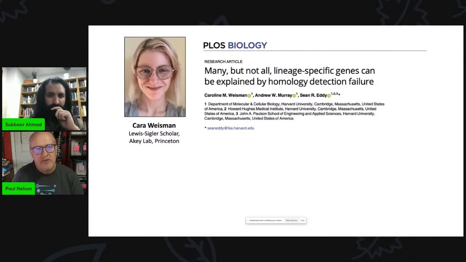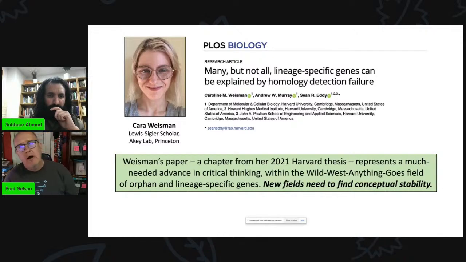So Kara Weissman is a postdoctoral scholar at Princeton. And next time I'm going to talk about this paper that she published in PLOS Biology last year, reflecting work done in her Harvard dissertation that provides a much needed advance in the field of orphan genes research. This field is very young, really about 20 years old, and it's a bit of an unruly adolescent. And starting now finally to settle down with some widely accepted definitions and criteria, for instance, for identifying orphans. And Kara's work provides a real advance in this area.